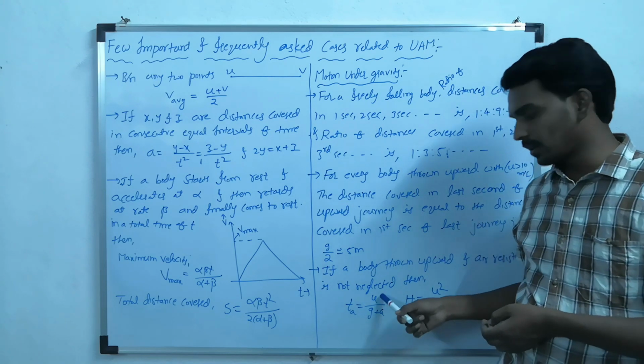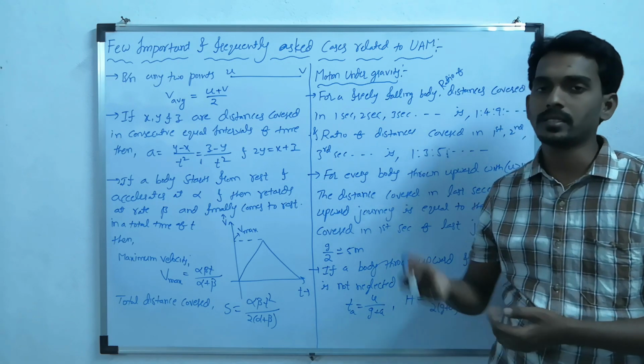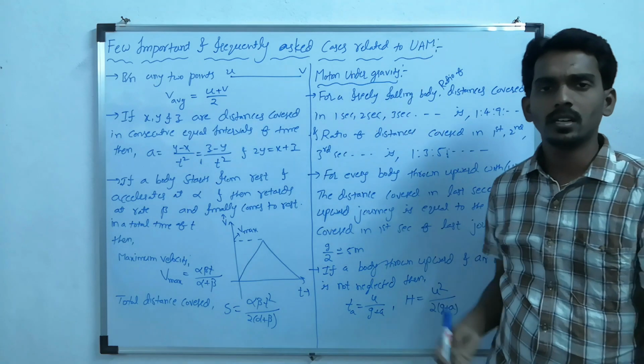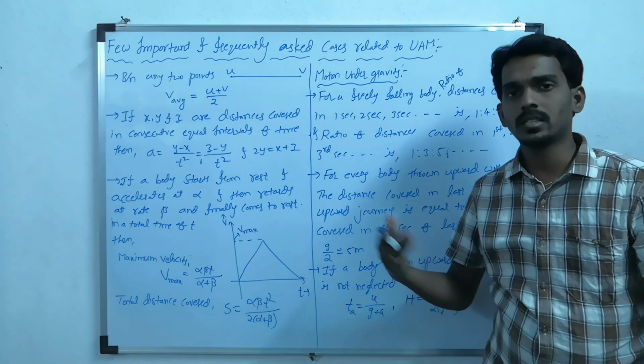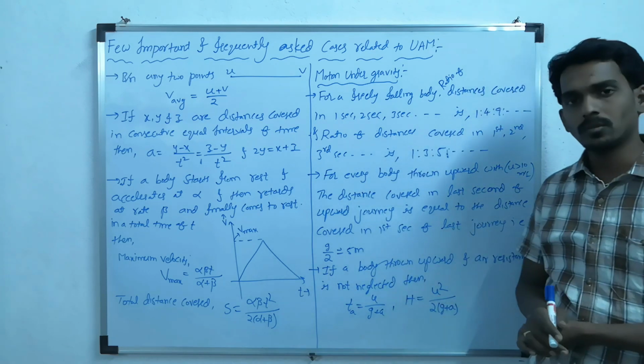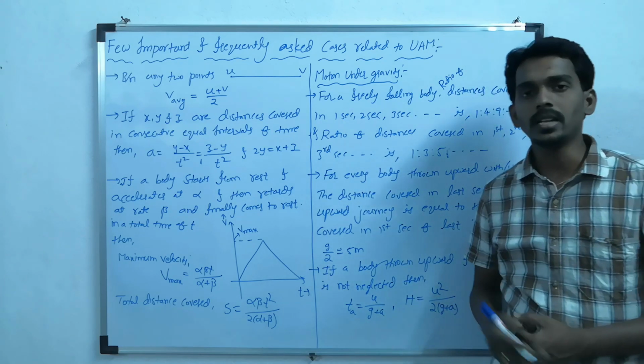So the ascending time will become u by g plus a. Instead of g, what will come? g plus a. Similarly, what is the maximum height it can reach? u square by 2g. That is the normal case when air resistance is neglected. Now it will become u square by 2 into g plus a.